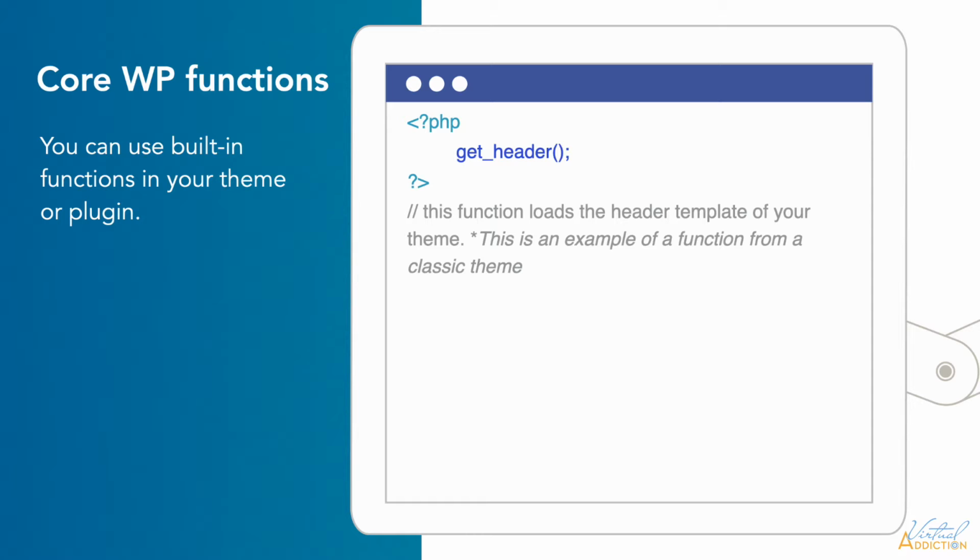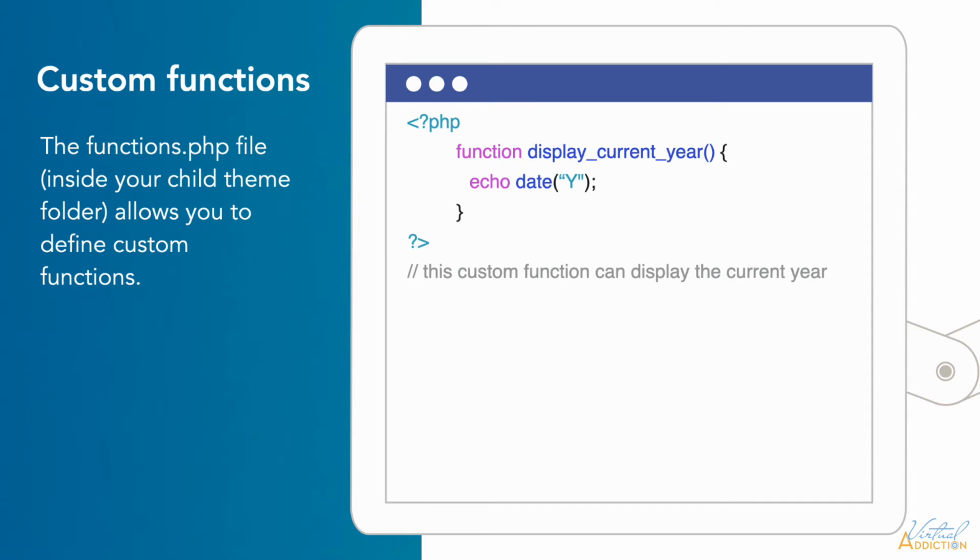You can use these built-in functions within your theme or your plugin. In this example, we're using the getHeader function. This function is used in classic themes and it loads the header template of your theme.